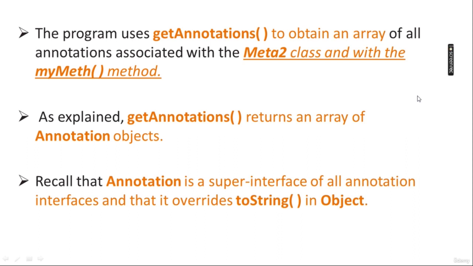In the previous session, my PC hung, so I'm continuing with theory part 4 here. The program uses annotations to obtain an array of all annotations. getAnnotations is a method that will acquire all annotations associated with the class as well as my method. getAnnotations returns an array of Annotation objects. Recall that Annotation is a super interface of all annotation interfaces and that it overrides toString in the Object class. Okay, Annotation is the base interface of all annotation interfaces and it will override toString in the Object class.